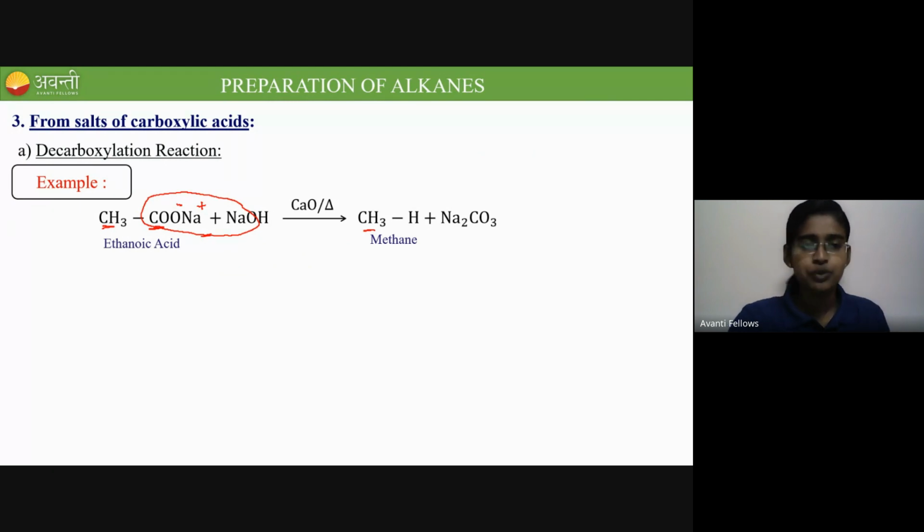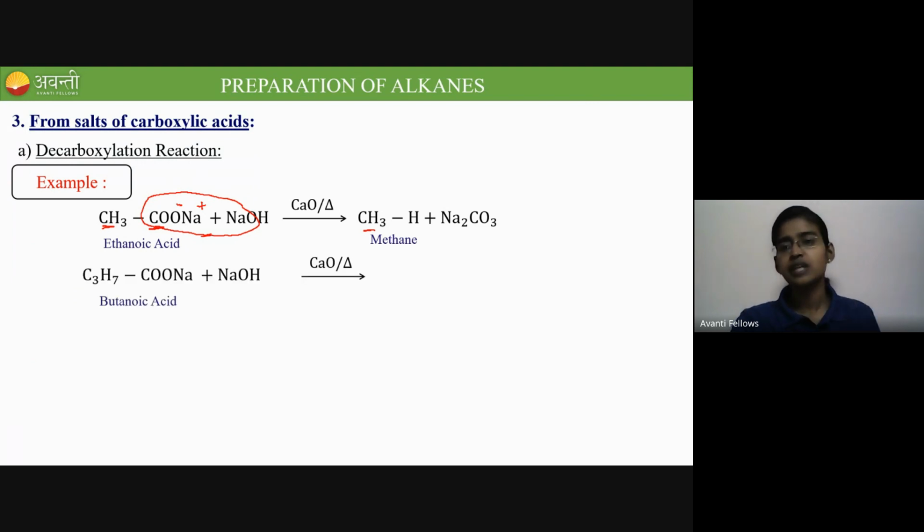I will give you one more compound as an example, and you try to find out the name of the product, the name of the alkane from this reaction. So this is the sodium salt of butanoic acid. Can you give me the answer? Can you give me the name of the alkane from this particular reaction? What could be the name?